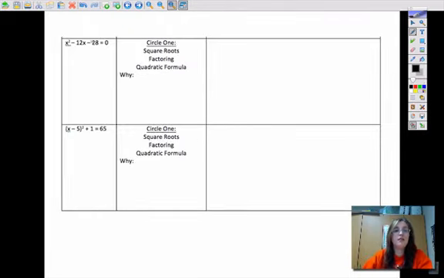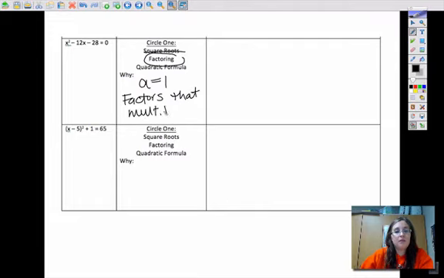Right, for my last 2, I see I have a general form. We've got an x term, so there's no square roots possible. And then from there, I have to decide between factoring and quadratic formula. Either one will work. I'm going to go ahead and say factoring because a equals 1. So I'm going to start looking at factors that multiply to C and add to B.